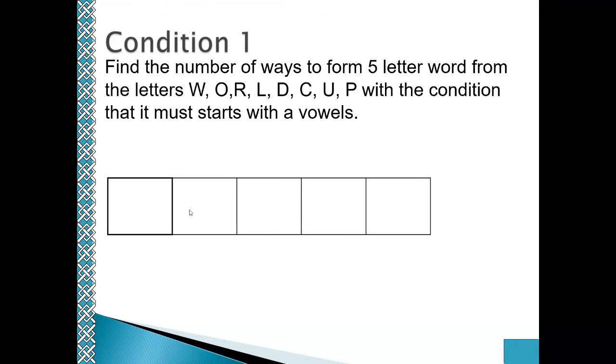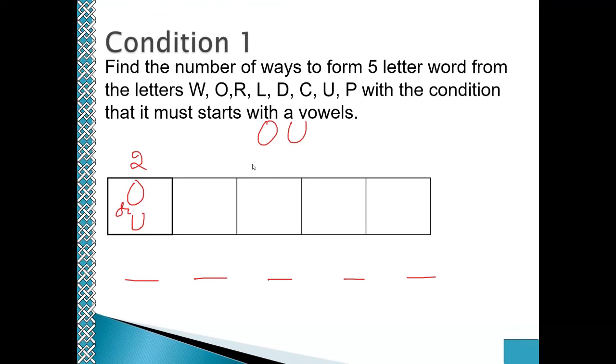So I can also go for some blanks like this and start filling up. First get the ovals. What are the ovals in WORLDCUP? O and U. So I can go for O in the first place, or instead I can go for U. So basically, in how many ways can I fill the first place? Only 2 ways, because I have only 2 ovals.